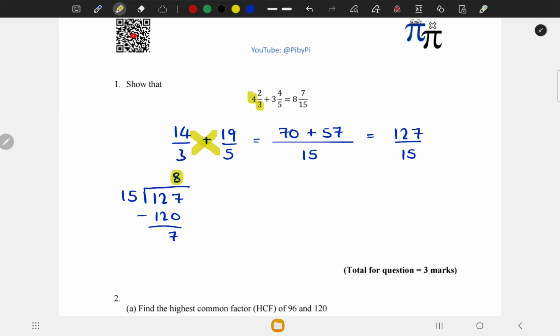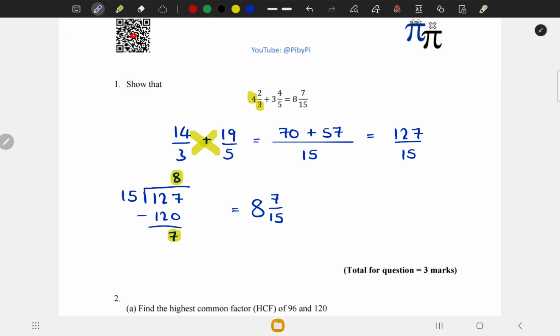So this number on top over here is always going to be our whole number, which is 8. Whatever we have as the remainder is going to be our numerator, and the denominator stays the same. It was 15 and it remains 15, and hence we have proven that this indeed does give us 8 7/15.